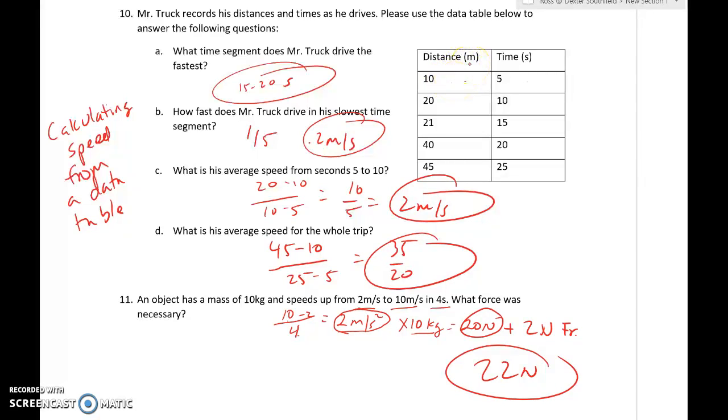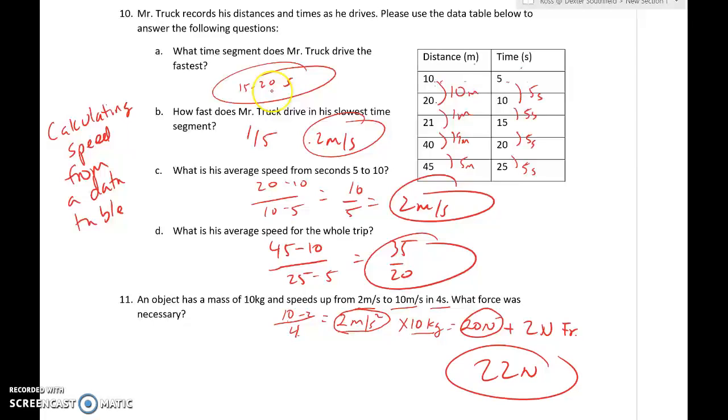So it doesn't mean that Mr. Truck has driven 10 meters in 5 seconds. It means that when he passes the 10 meter mark, the time is 5 seconds. So what we need to do is figure out that he drove from the 10 meter mark to the 20 meter mark, driving 10 meters, in 5 seconds. Here he drove 1 meter in 5 seconds, 19 meters in 5 seconds, and 5 meters in 5 seconds.